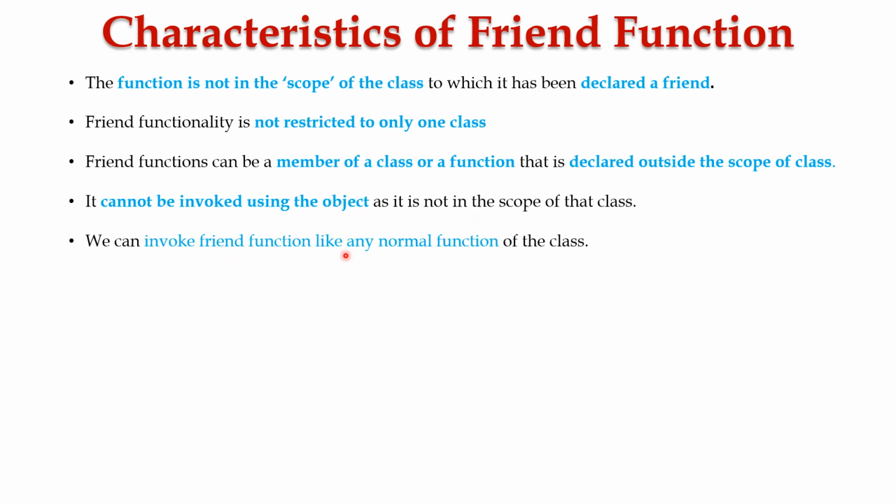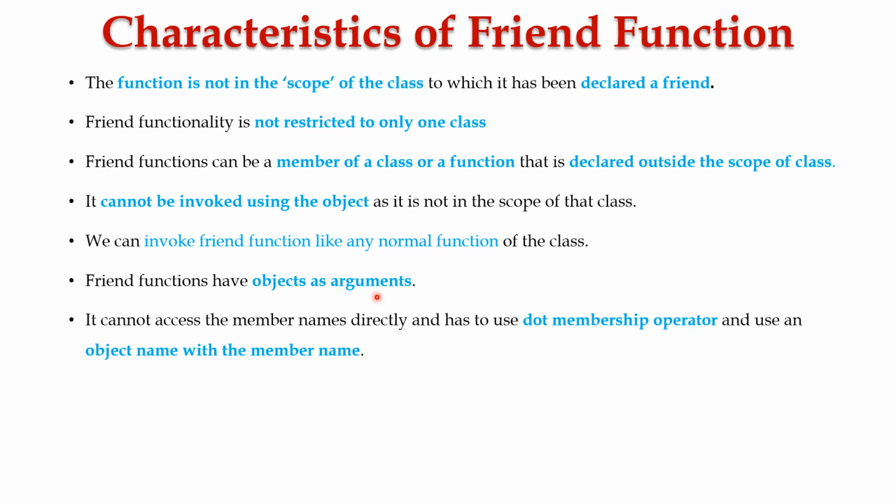We can invoke a friend function like any normal function of a class. Friend function has objects as arguments. It cannot access member names directly, and it has to use the dot membership operator with an object name and the member name. It can be declared either in the private or public section.